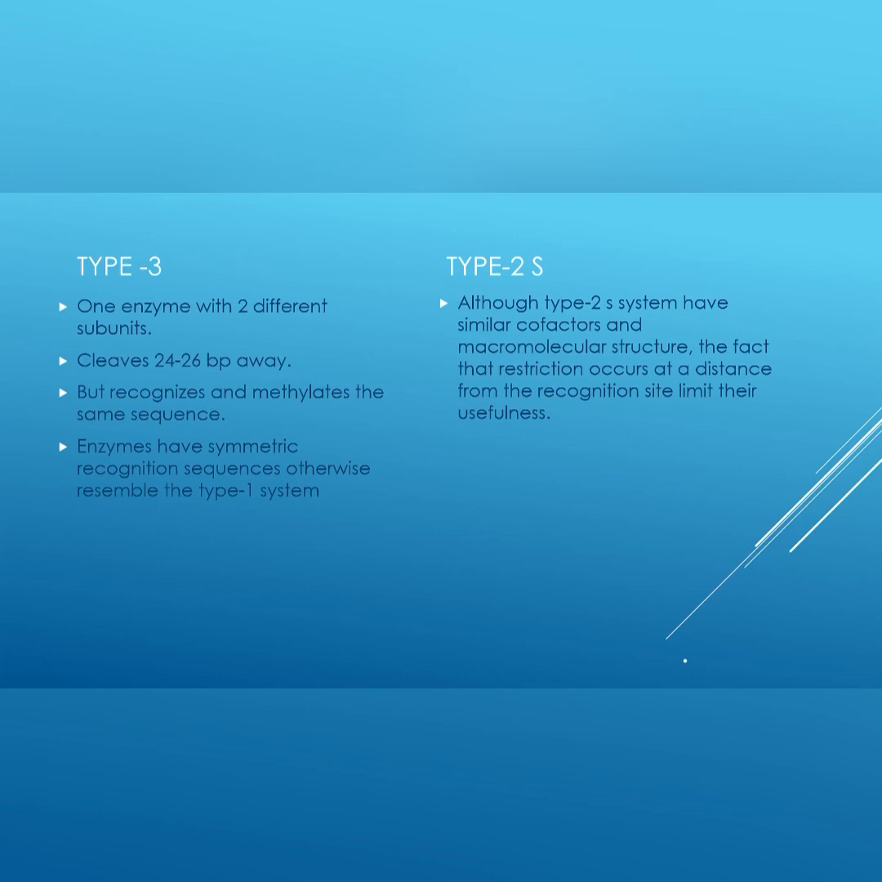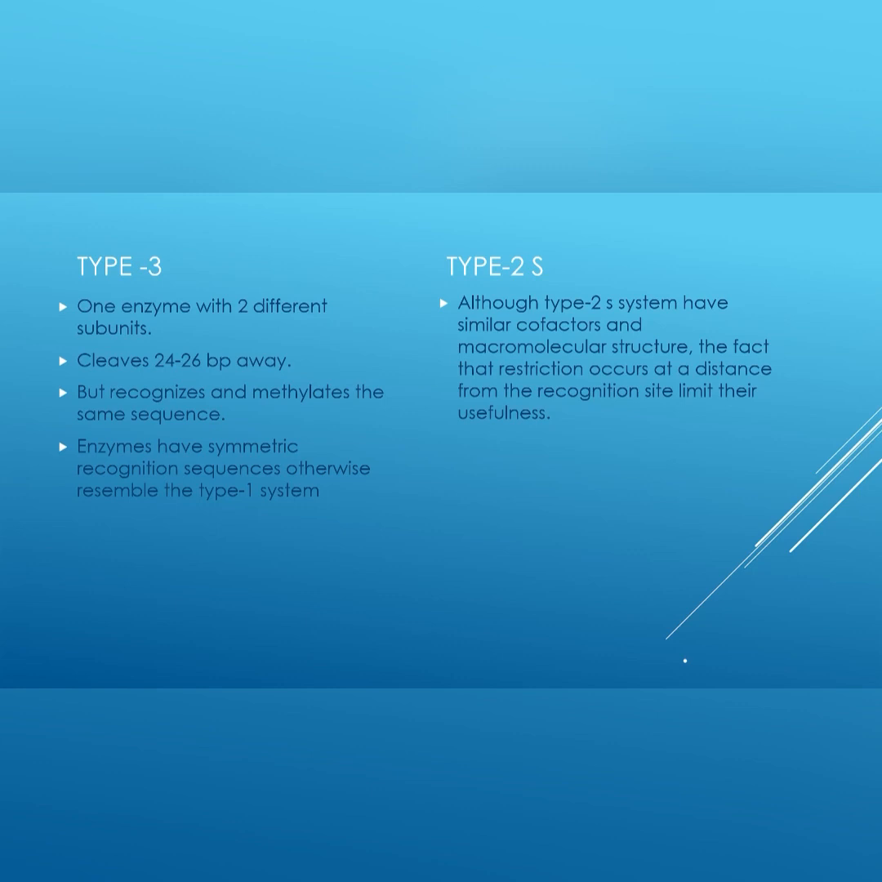Now let's talk about the type 3 restriction and modification systems. One enzyme with 2 different subunits cleaves 24 to 26 base pairs away but recognizes and methylates the same sequence. Enzymes have a symmetric recognition sequence, otherwise it resembles the type 1 system.